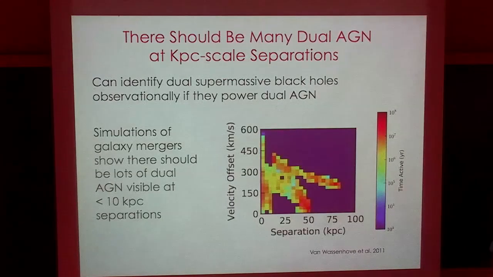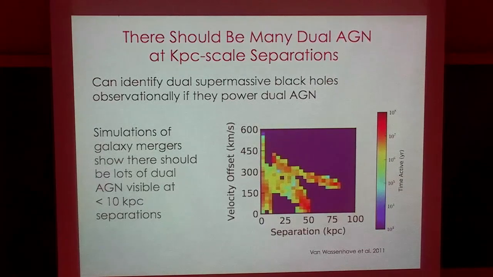The way we can find dual supermassive black holes is if they're both powering AGN, as dual AGN. If you do simulations of galaxy mergers, you can follow along with the black holes in the mergers and when they turn on and off as AGN. Sandor van Vossenhove has done this. This is a plot from his paper showing the velocity separation between the two black holes in a merger plotted against the separation of the black holes. And this color bar shows the amount of time that the two black holes spend active as dual AGN.